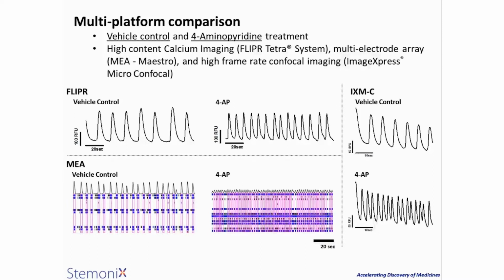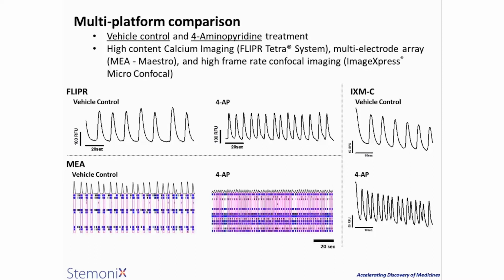So on the top here we have the vehicle control, the same vehicle control versus the 4-aminopyridine treated wells. And you can see the change in pattern. So there is an increase in the frequency of these oscillations, similar to what we observe in multi-electrode arrays. Finally, you also observe that in ImageXpress confocal.